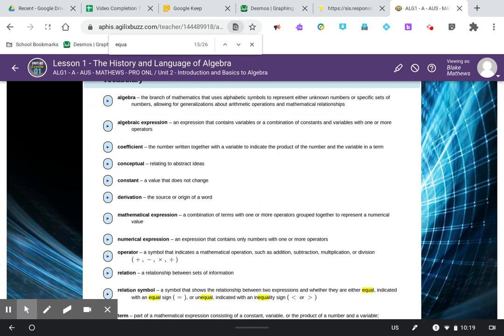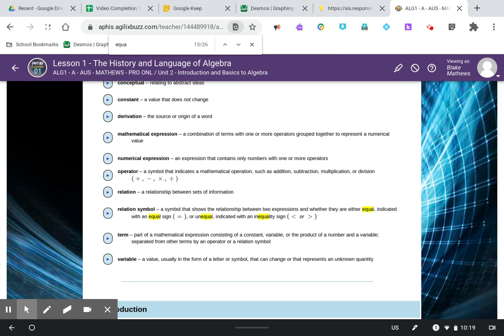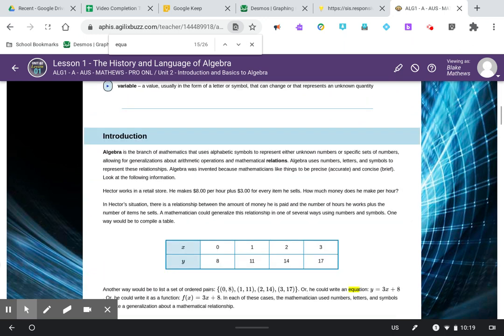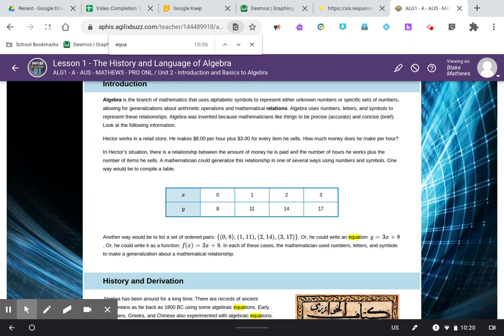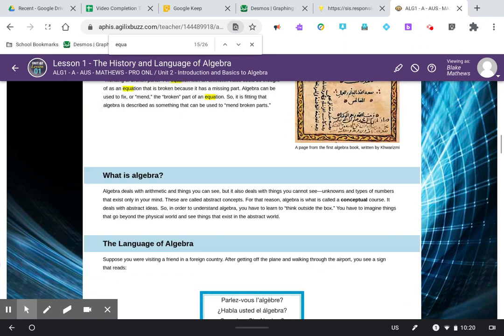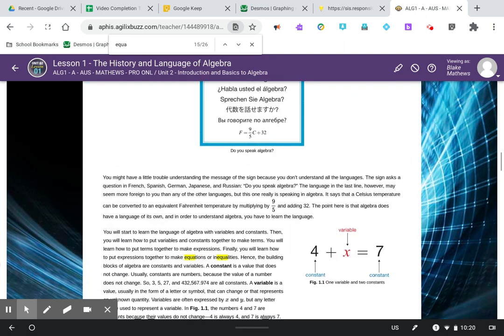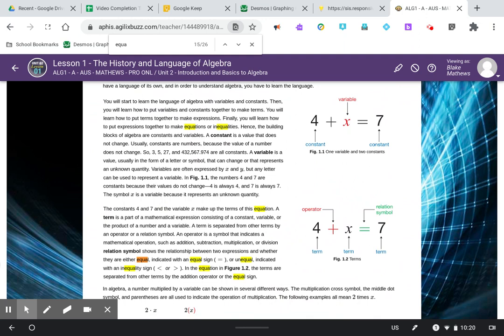You can see them all up here at the top. But I'm going to walk through this and give you some examples. There's some reading here at the top that you want to look at about the history of algebra, the basic ideas behind it. And then when we get to here, I'm going to walk through some of this material.